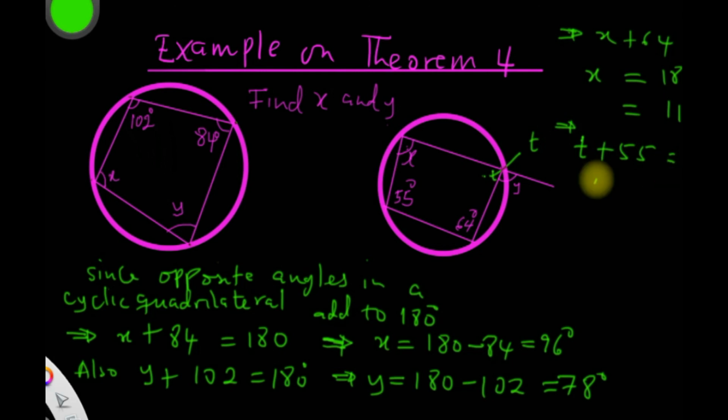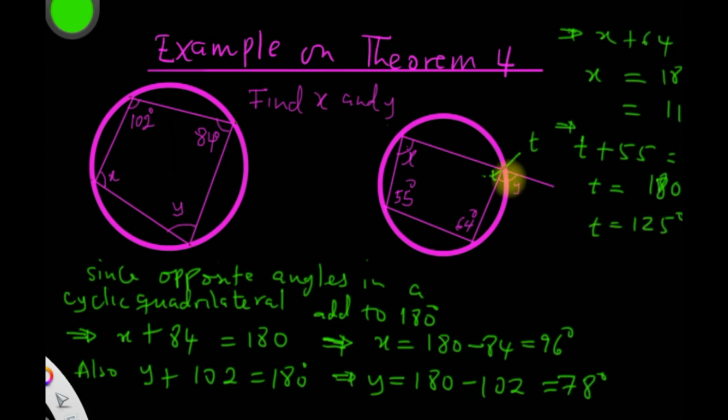So t will be equal to 180 minus 55. What is 180 minus 55? This is 125 degrees. So it means that t is equal to 125 degrees.